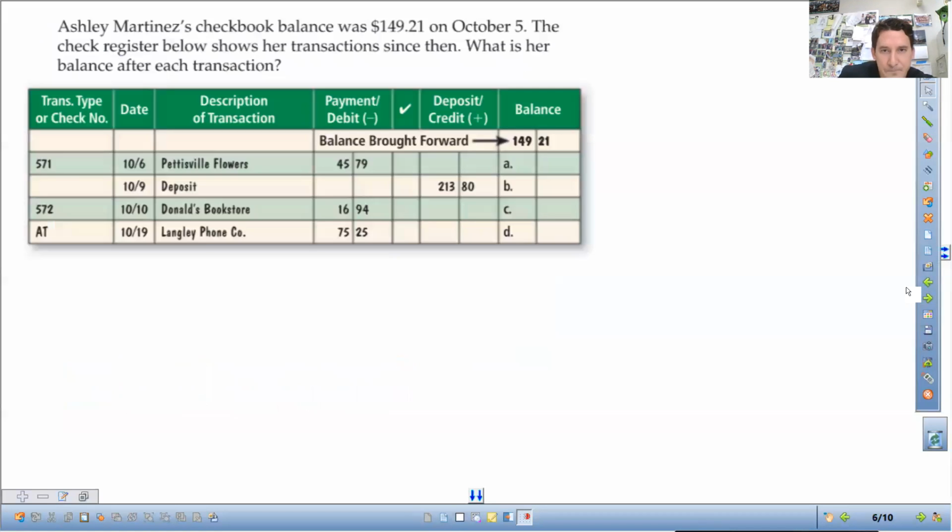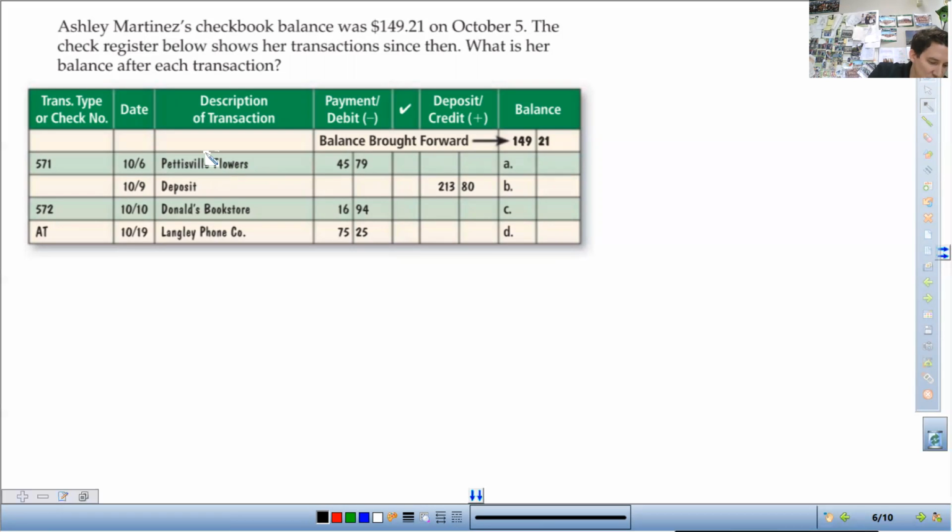So let's look through a whole problem here. Ashley Martinez's checkbook balance was $149.21 on October 5th. The check register below shows her transactions since then. What is her balance after each transaction? Her original balance, her balance brought forward as it's called, is $149.21. That goes up here. Anything in the payment or debit column we are going to subtract. The first one, we had a payment to Petitesville Flowers of $45.79.